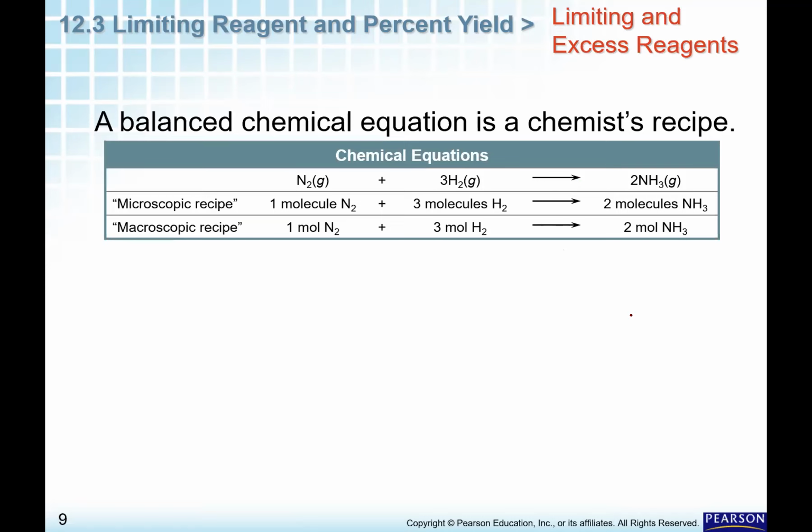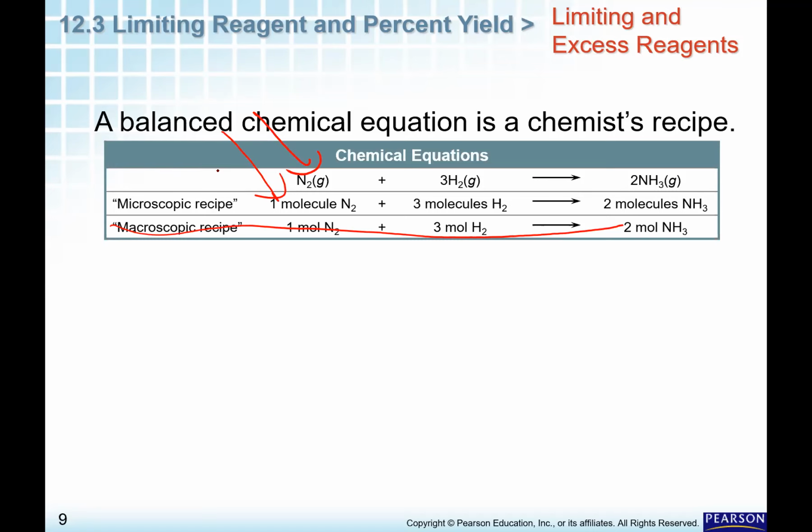Let's go back to making ammonia this time. It's not going to make falafel or something else. We're going to make ammonia from nitrogen and hydrogen. According to the balanced chemical equation in front of you, 1 mole of nitrogen reacts with 3 moles of hydrogen to produce 2 moles of ammonia, which is the macroscopic one. If I want to do it by molecules, it's the same thing: 1 molecule of nitrogen reacts with 3 molecules of hydrogen to produce 2 molecules of ammonia.